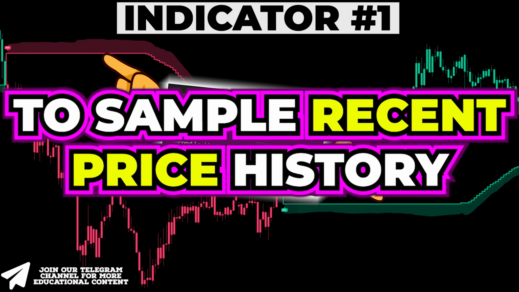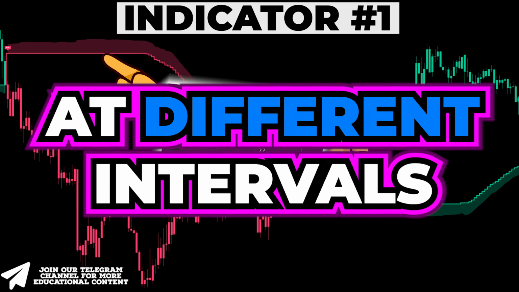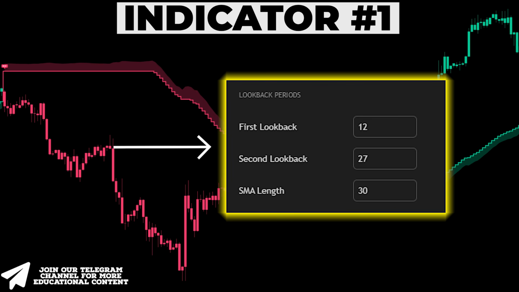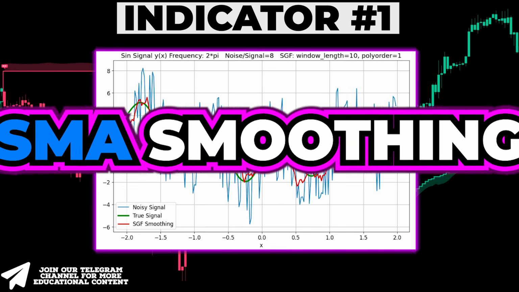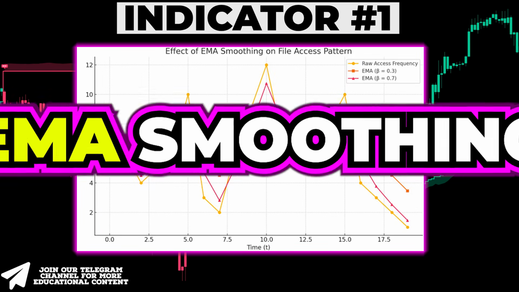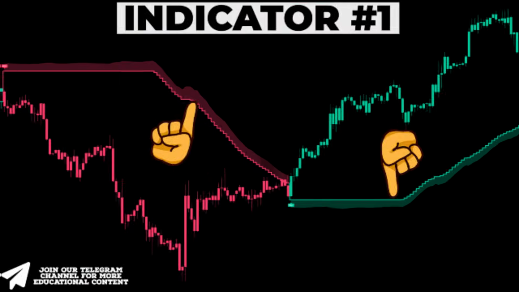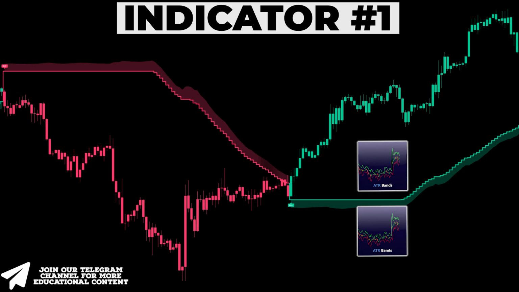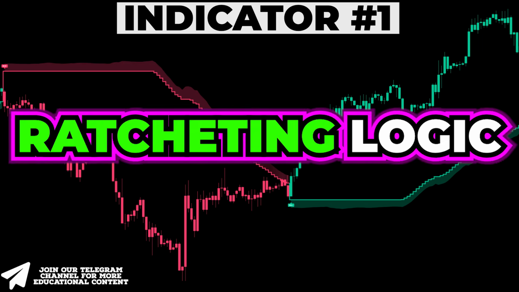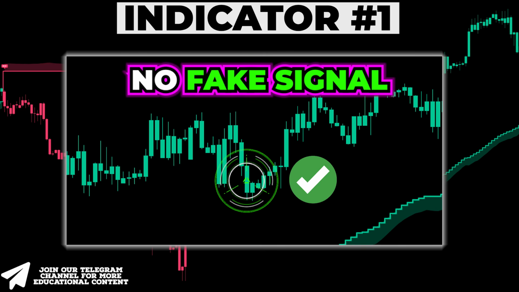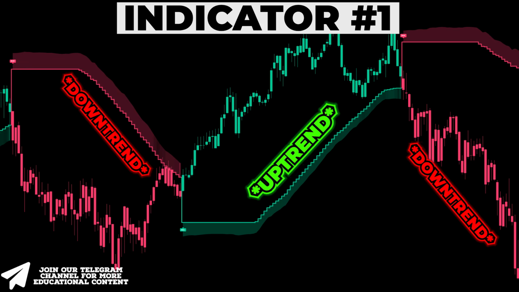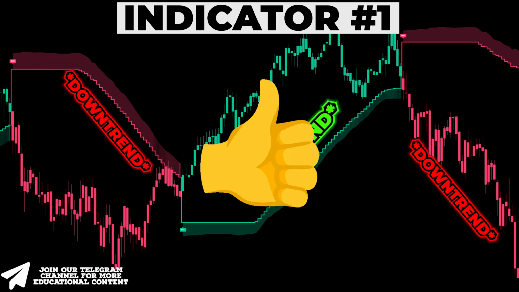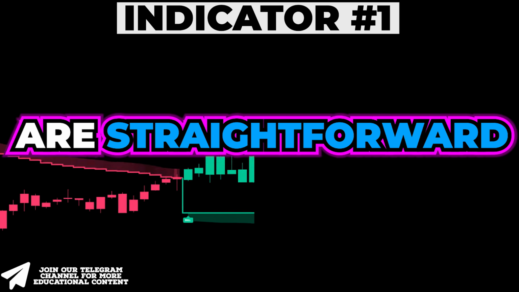The indicator is unique because it calculates the main line using two look-back periods we set in the settings to sample recent price history at different intervals. The system pulls closing prices from the first and second look-back periods, averages them, applies SMA smoothing, and then follows with EMA smoothing to create an ultra-clean baseline. In the next step, it trails price using an ATR scale distance from the baseline, combined with ratcheting logic that helps filter out wrong early reversals. In the end, we get a trend main line that only flips when a genuine structural change occurs, delivering very accurate signals.